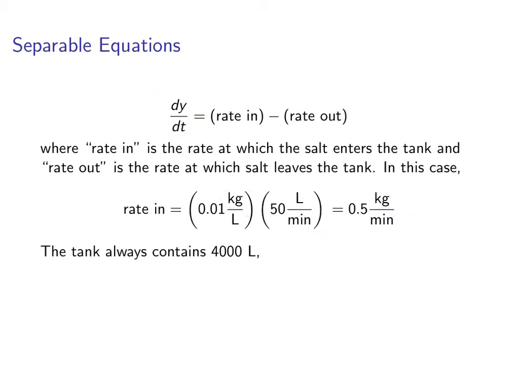Now our tank always contains 4,000 liters because the flow rate in and the flow rate out is the same, so we're not gaining or losing any water. That means the concentration of the salt in the tank at time t is y of t over 4,000.